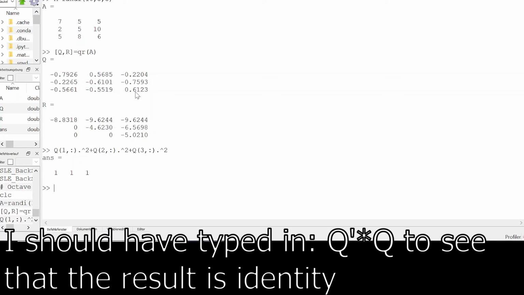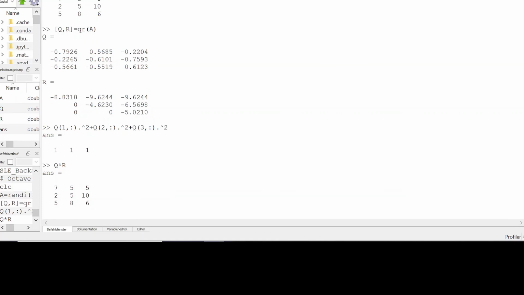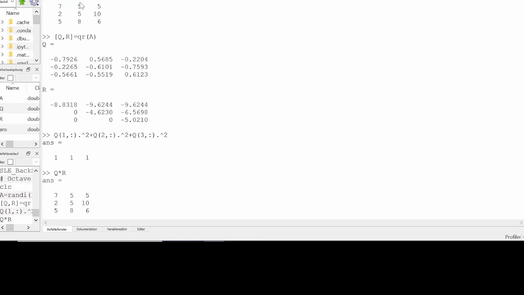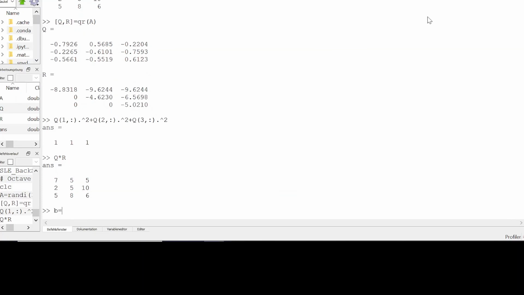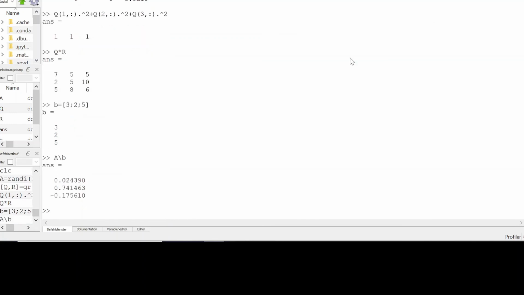So let's check if Q times R is indeed A. Yes, it is. 2, 5, 10, 5, 8, 6, and the first line is 7, 5, 5. Now let's have a right-hand side. And now we want the solution of the system A times x equals b. The answer is this. But how can we get this answer?